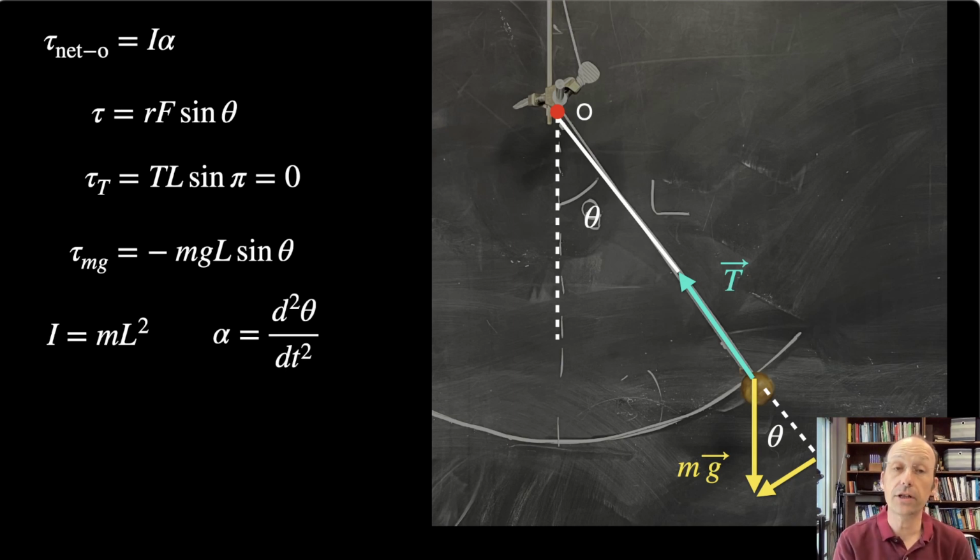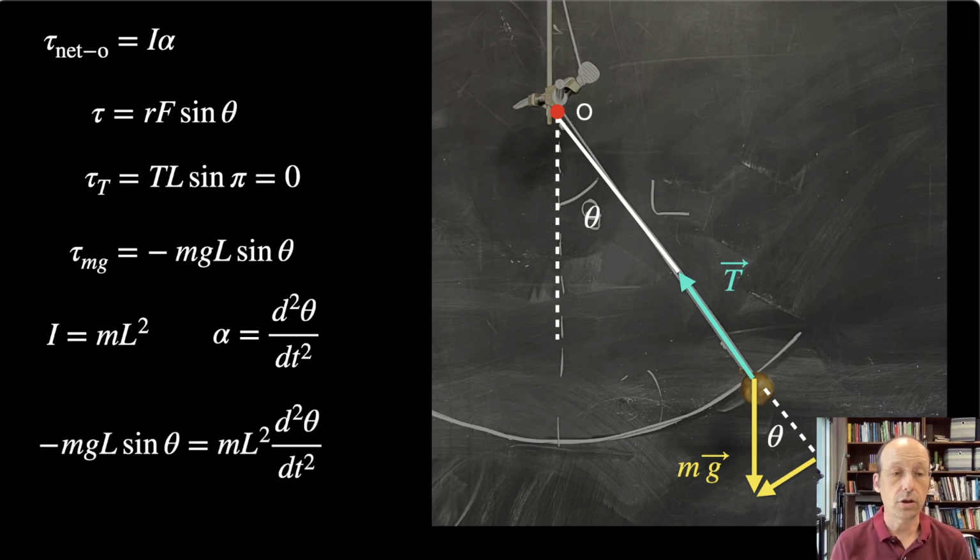The angular acceleration is just the change in the angular velocity, which is the change in the angular position. So this is actually the second derivative of theta with respect to time, just like linear acceleration is the second time derivative of position. So now I can put all this together. I have the torque, negative mgL sine theta, equal to I, which is mL squared, times the second derivative of theta with respect to time.